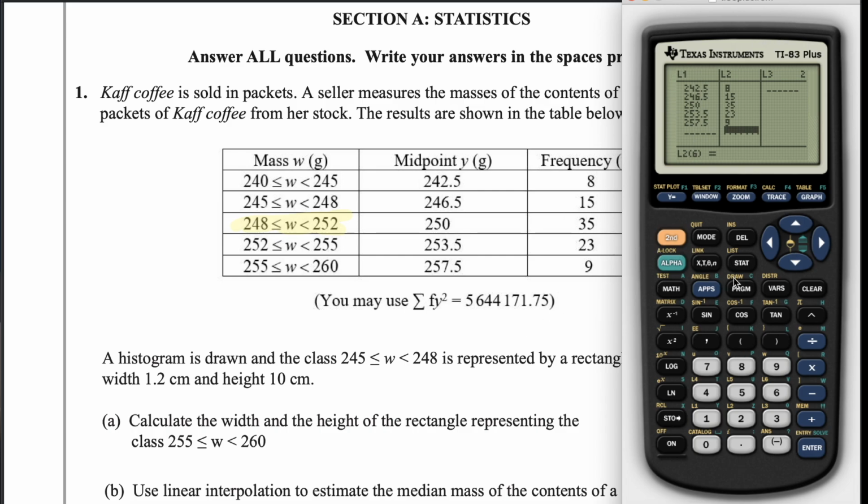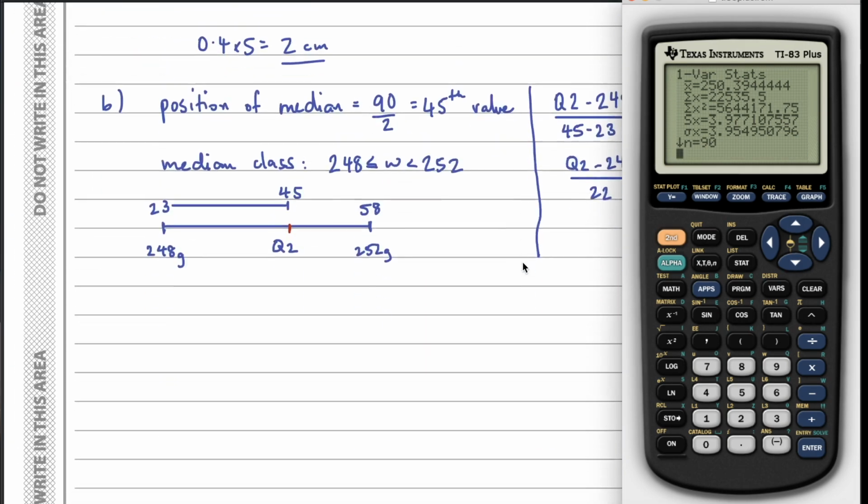And now what you want to do is to go to statistics again, and then calc, the calculator menu, and we want a one variable statistic because we're just talking about the masses of the coffee packets here. We don't have any other variables to worry about. So go to one var statistics, and then you want list 1 and then list 2. So using those two lists, enter, and it will come up with the statistics for you. So x bar being the mean of this sample, and sigma x being the standard deviation. So let's go ahead and write these down below.